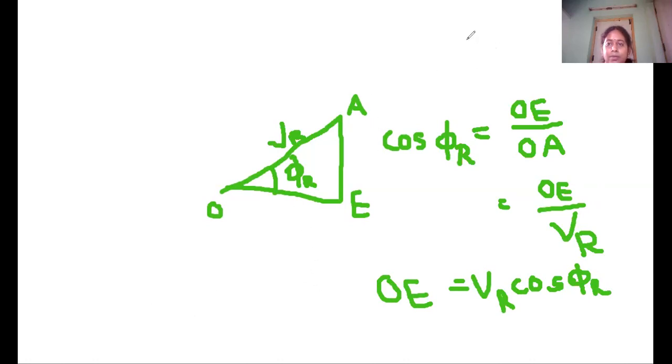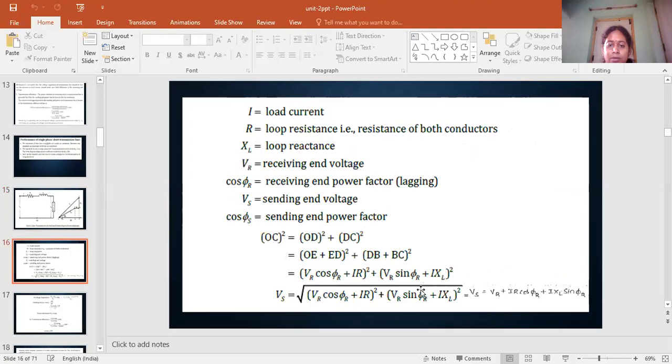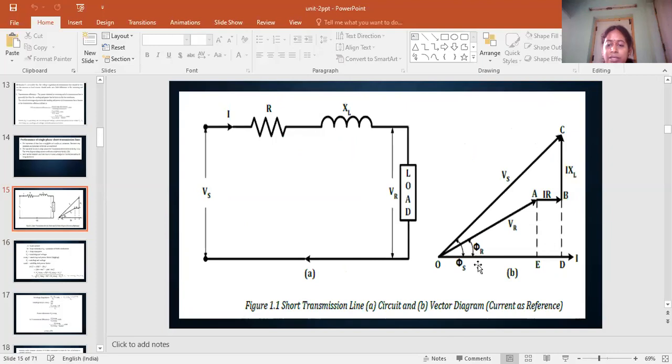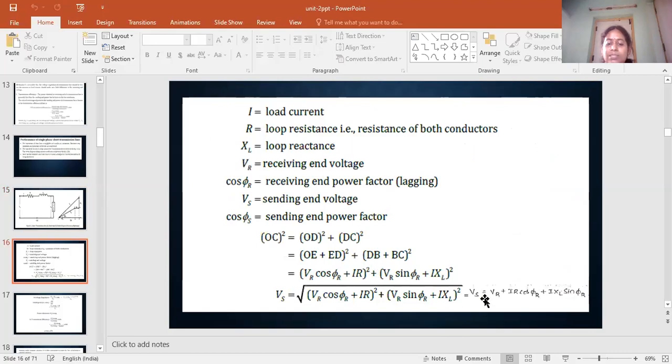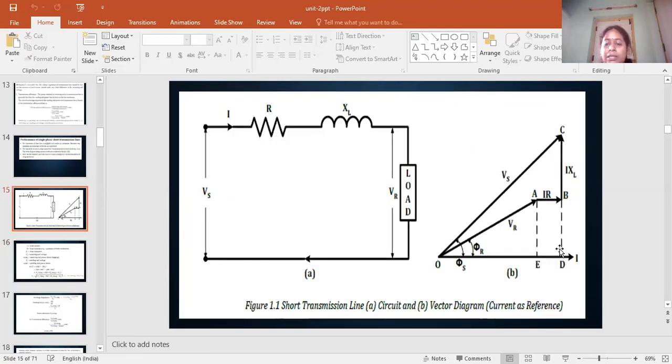So OE equals Vr cos phi r, plus ED. ED is nothing but the same value as IR. So the representation of the distance IR is the same as ED. So we can write ED equals IR. So OD equals Vr cos phi r plus IR, and then DB, where DB is equal to AE. We can find out AE also.